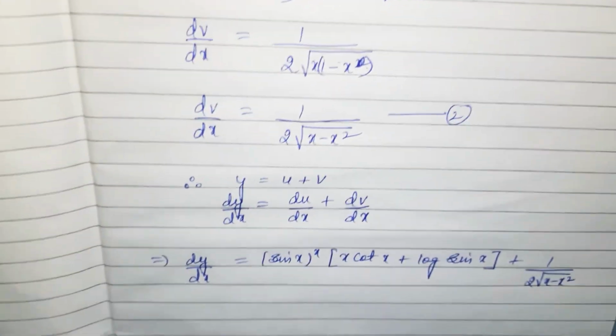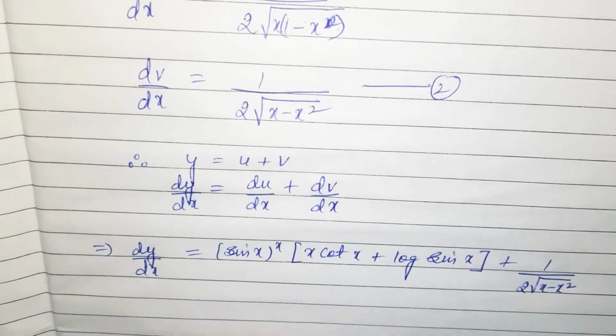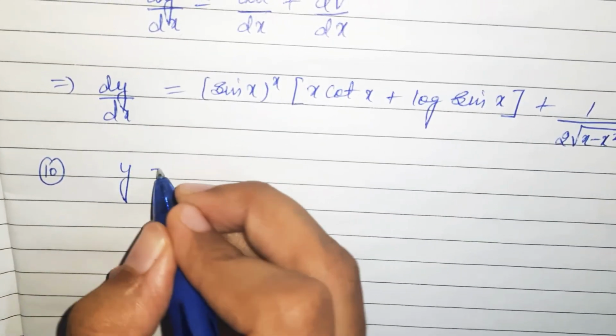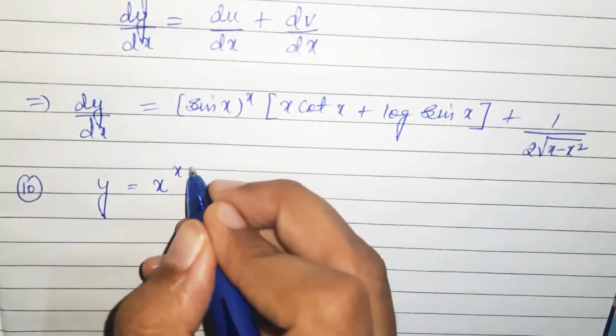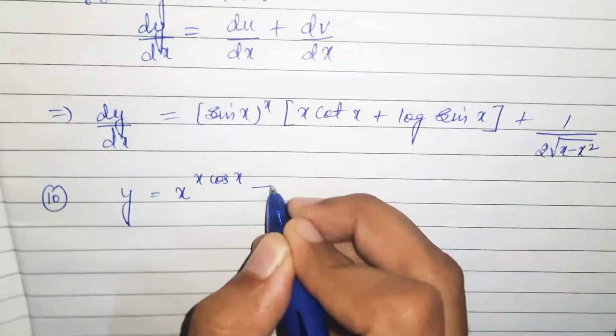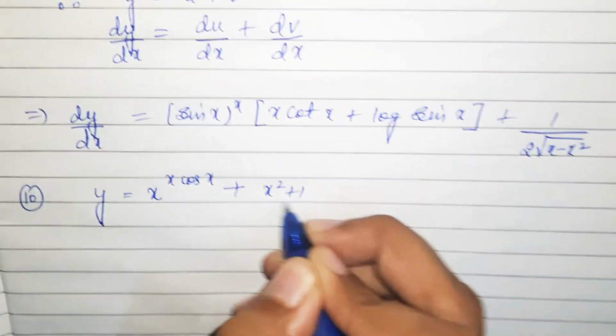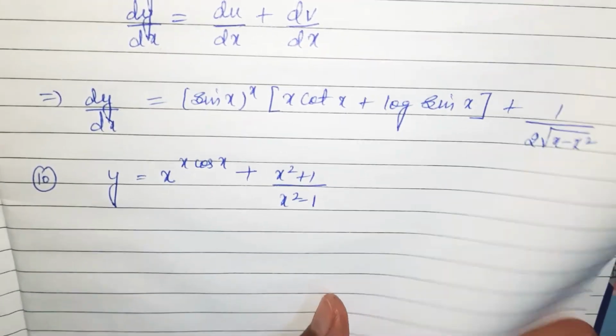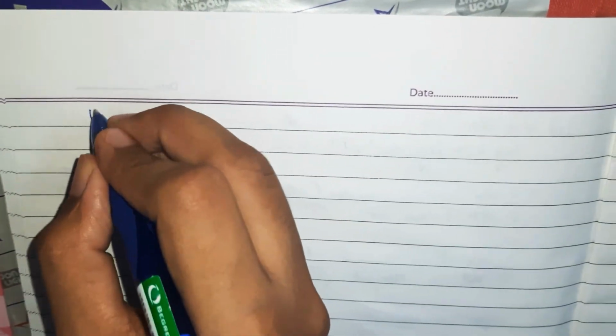Now come to question number 10. In question number 10, what are they giving you? y is equal to x raised to the power x cos x, then x square plus 1 upon x square minus 1. Now we'll start with the next page. That will be better.